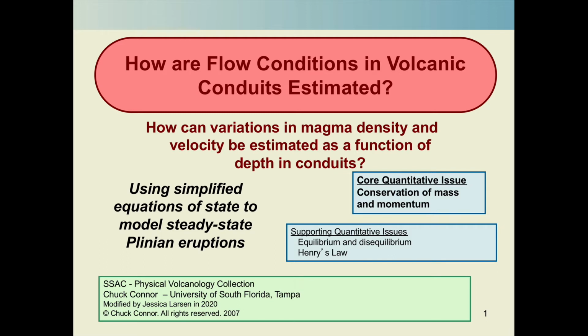So you're going to use some simplified equations of state to model a steady state Plinian eruption. So you're actually going to be doing a one-dimensional magma ascent, degassing, and velocity model. And it's a really nice, neat module, I think, that helps you gain a hands-on appreciation for how to create a conduit flow model.